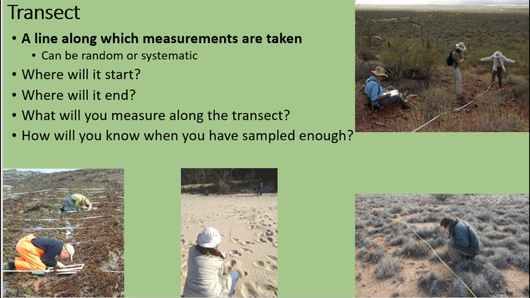So, in our field science knowledge, we need to understand what a transect is. A transect is a line along which measurements are taken. This can be random or systematic. We want to ask ourselves questions whenever presented with a concept to find out more about it. So in terms of the transect, we want to think: where will it start? Where will it end? What will you measure along the transect? And how will you know when you've sampled enough?